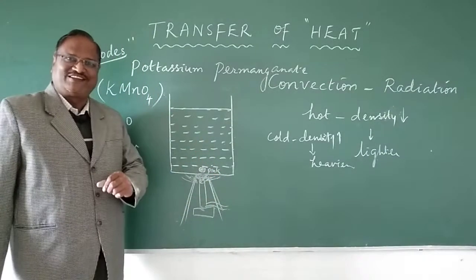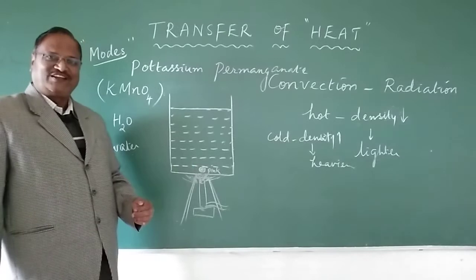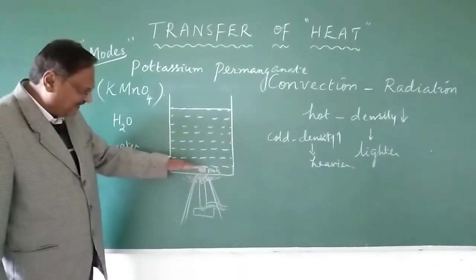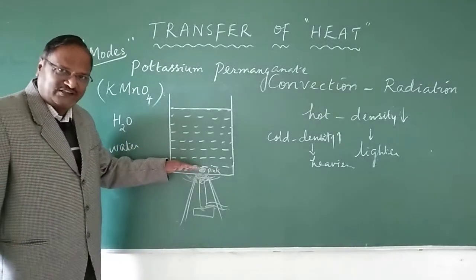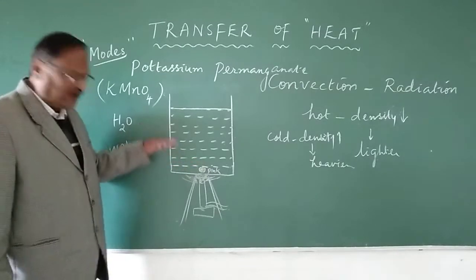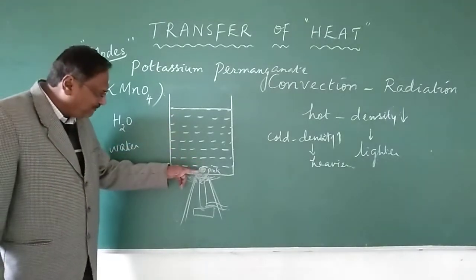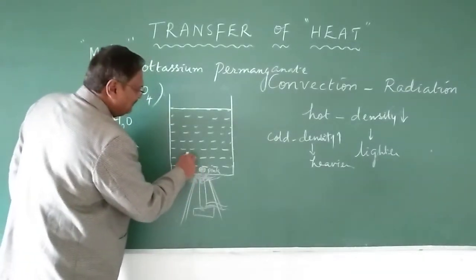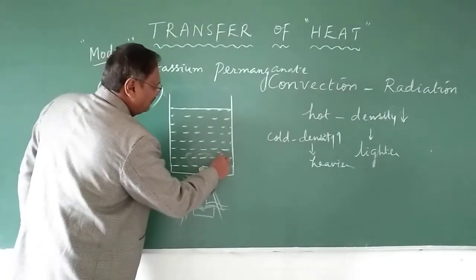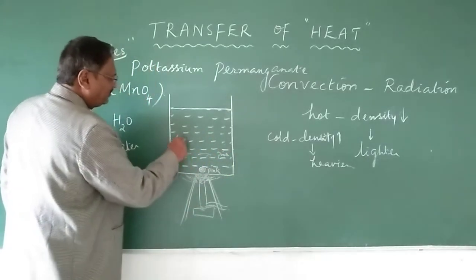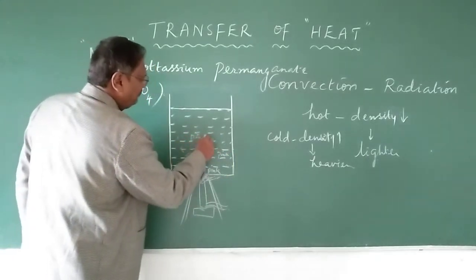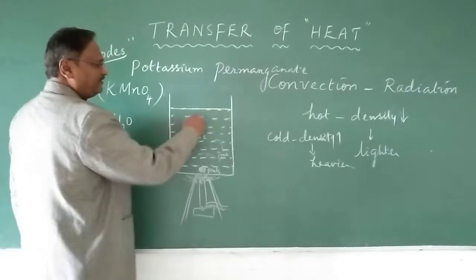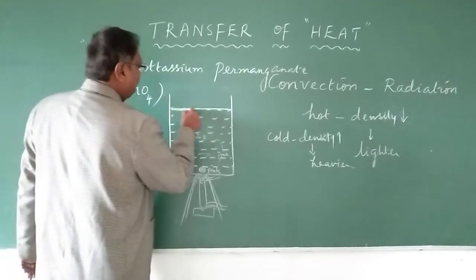Now what will happen when you do this experiment? This layer has got hot, and it will move up. It will take a little bit of the pink color of potassium permanganate with it. First you will find that this area will become pink. And you see further, again this area will become pink. Here the water will be without color, no color will be there.